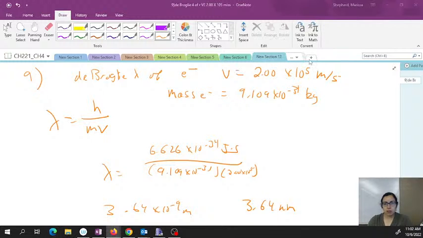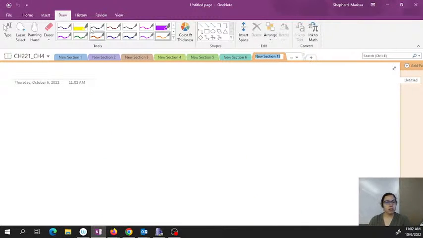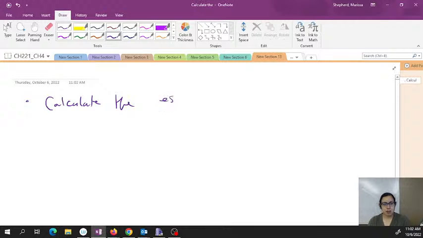Excellent. Let's do another one. And so how would you solve it if you just see a problem where it asks: calculate the escape energy of an electron from a hydrogen atom?